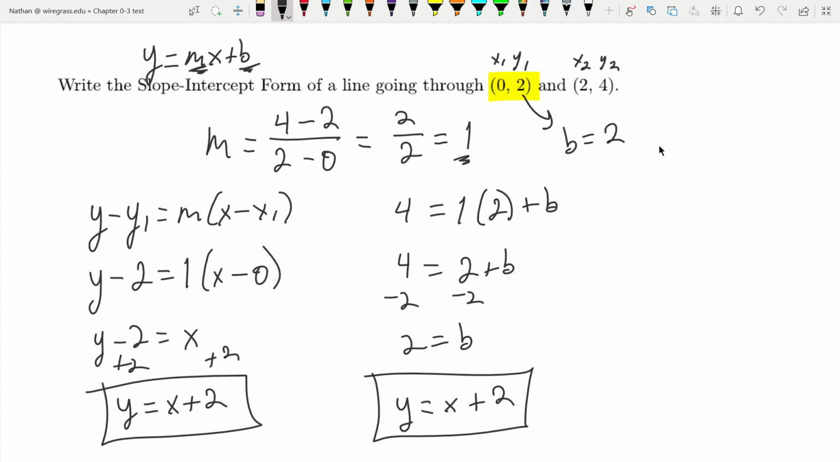That's the only way it works, which then, of course, you can use the slope and b equal to 2 to go immediately into the slope-intercept form. Either way you do it, you'll get the same answer.